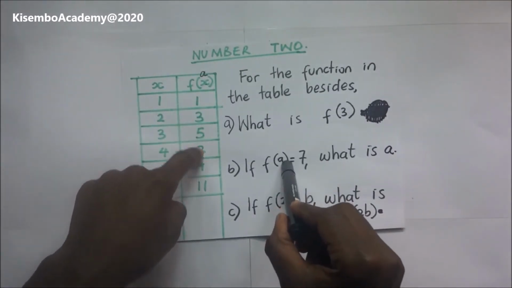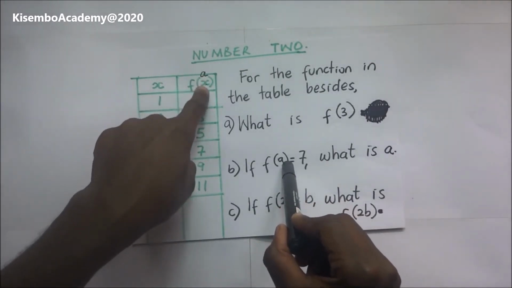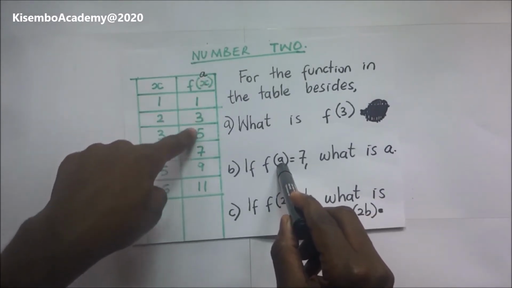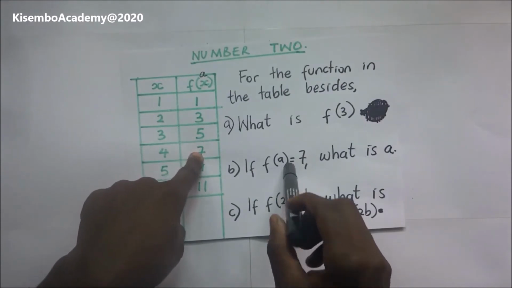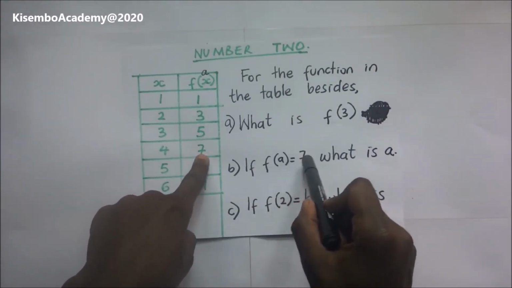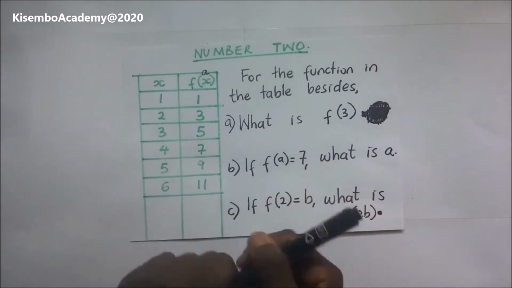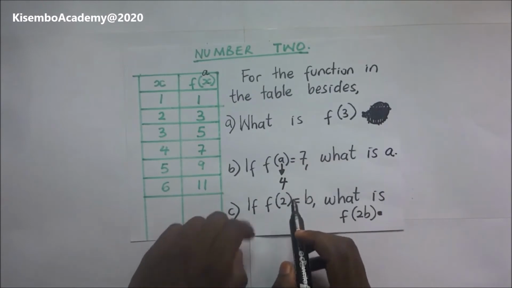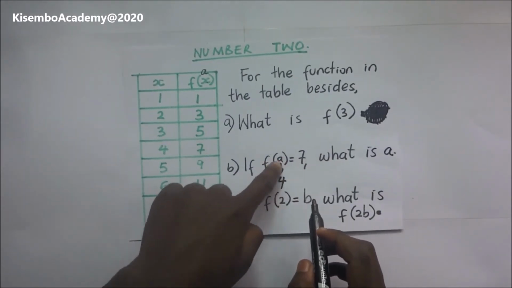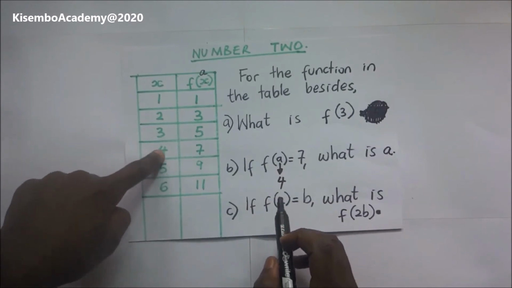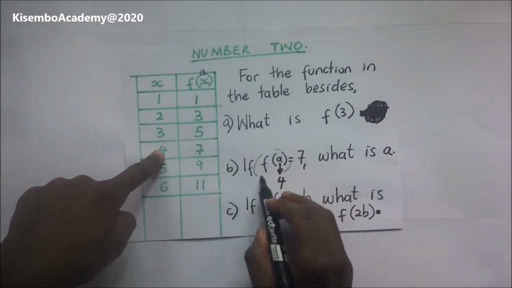And this value of A has been replaced by x, like our value of x is actually A. So f of A is 7. When f of A is 7, it means the value of A here is 4. So when the value of A is 4, or in this case when the value of x is 4, the function is equal to 7.